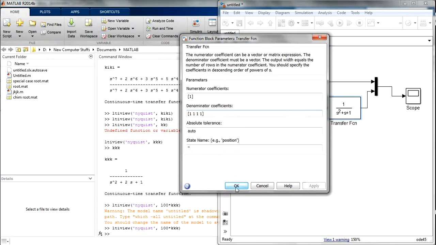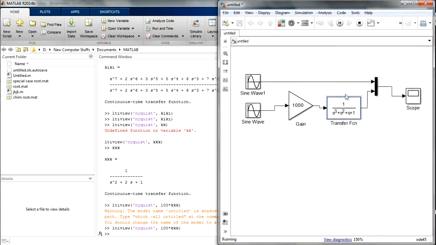Now let's introduce third order. Okay, now this is third order. What do we have?